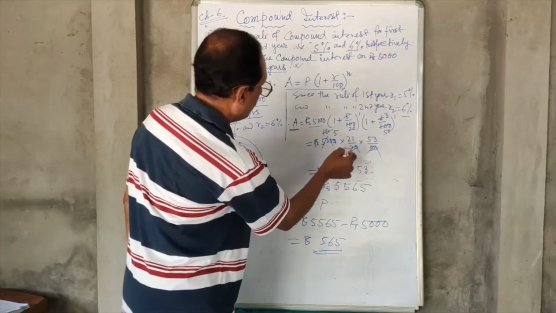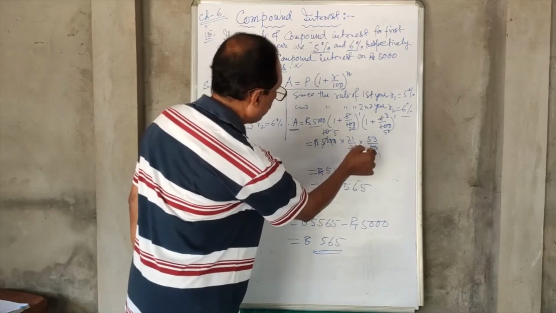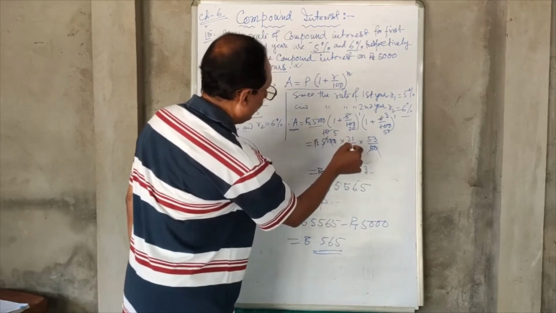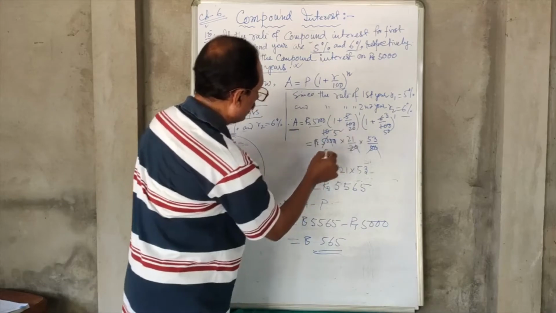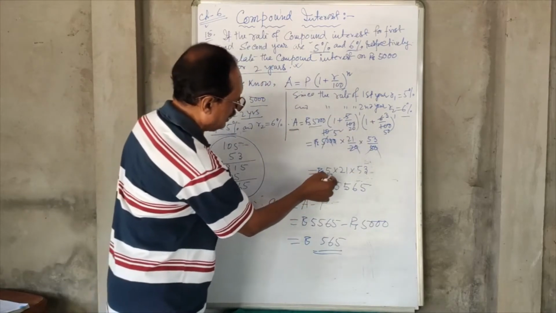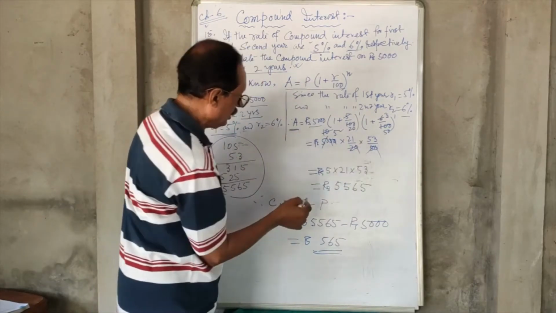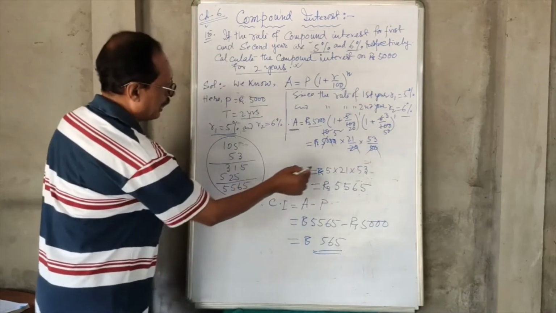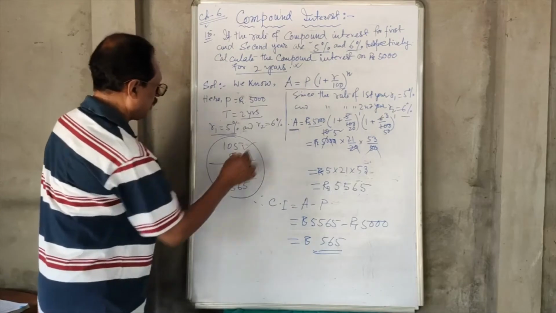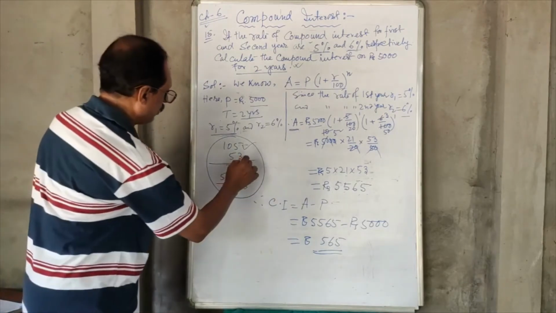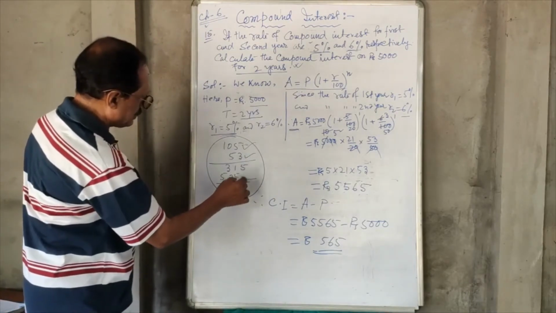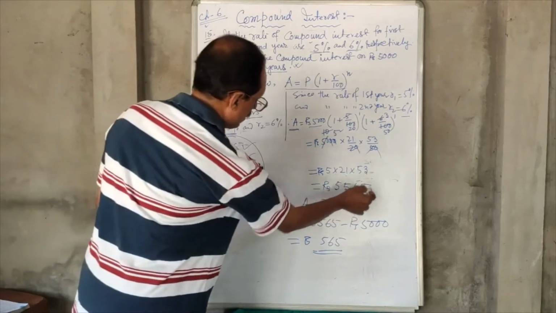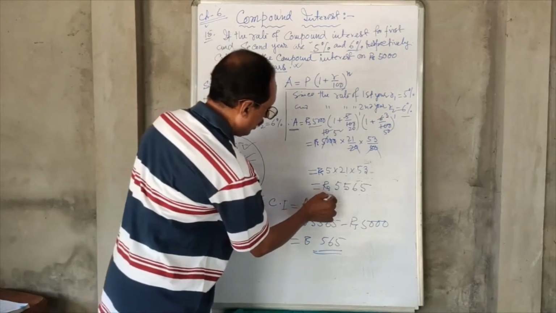So firstly I am dividing this 50 by 5, so it is 10, and by 2 also it is 5. So finally it is rupees 5 into 21 into 53. You multiply 5 into 21, which is 105, by 53, so it will be coming as 5,565. That is the amount.